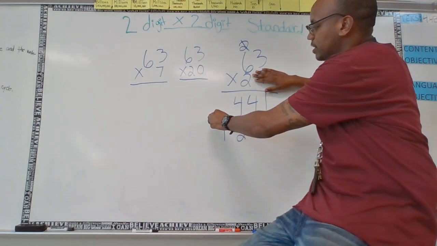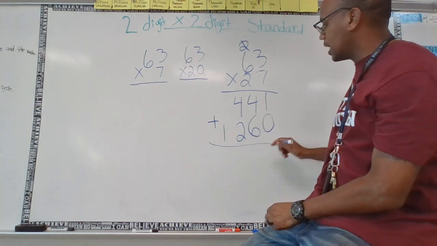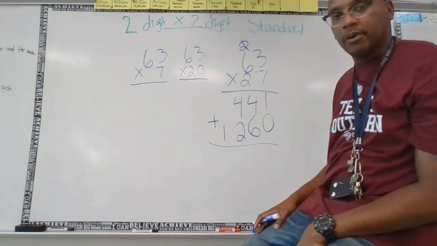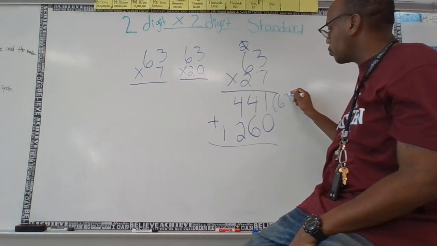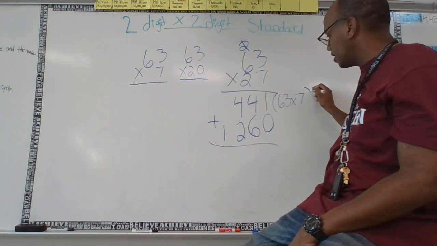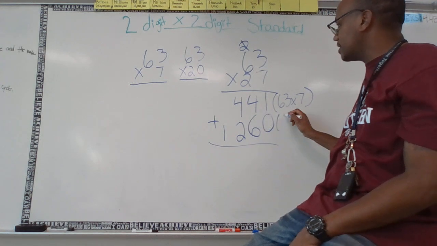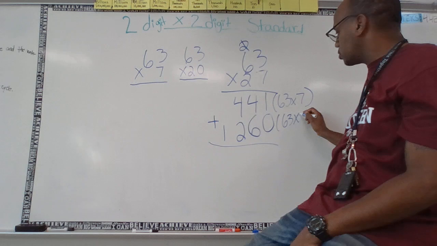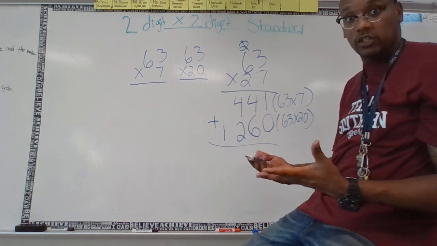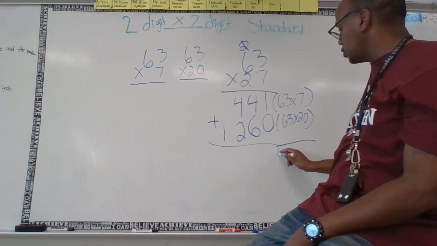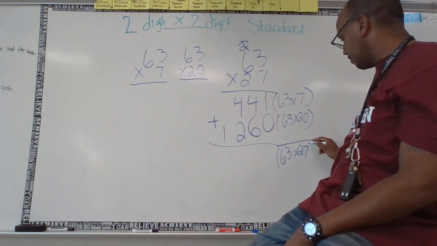The last thing I do is add these together. Now it'll give me my total. Again, just to remember that 441 is 63 times 7, and 1,260 is 63 times 20. If you combine these two answers together, then that means it should give you 63 times 27.